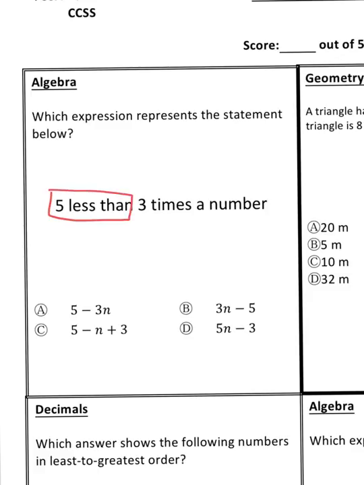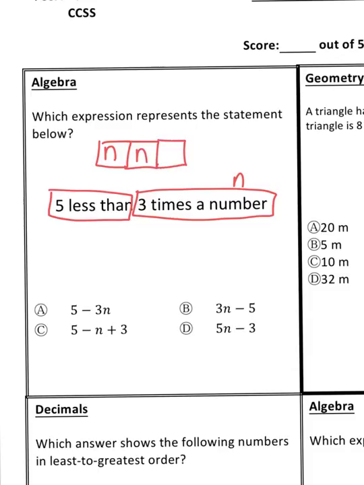5 less than 3 times a number. Now, we're going to use the variable n for a number. We don't know what it is. So here's what I'm going to do. 3 times a number, which means 3 times n. So I would have n 3 times in a bar diagram. Okay, now remember, this here represents 3 times a number, or 3n.